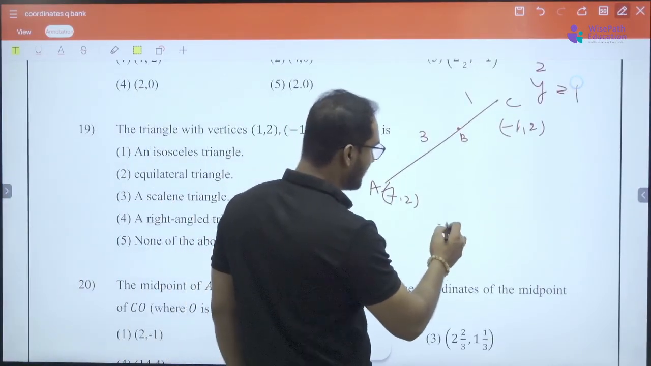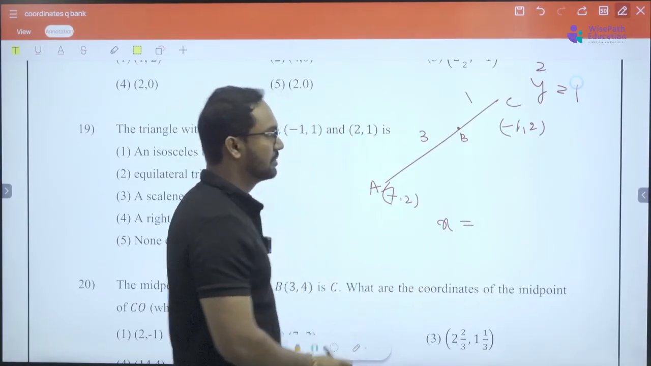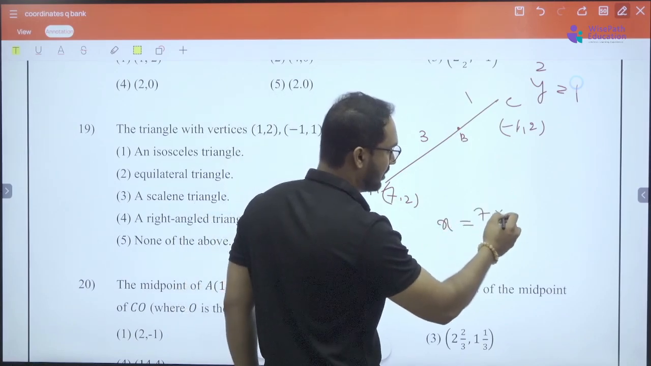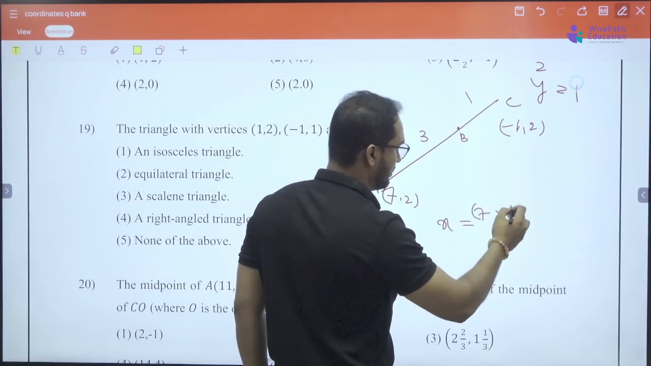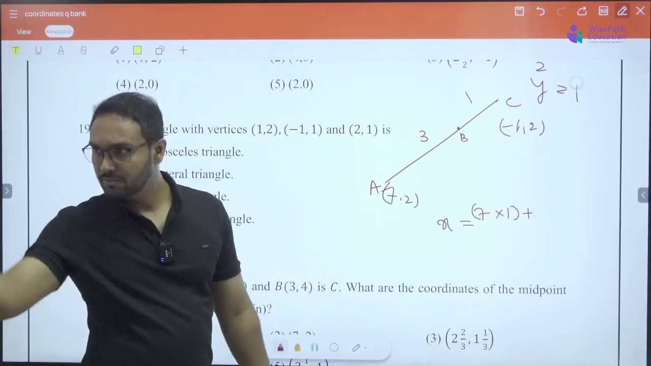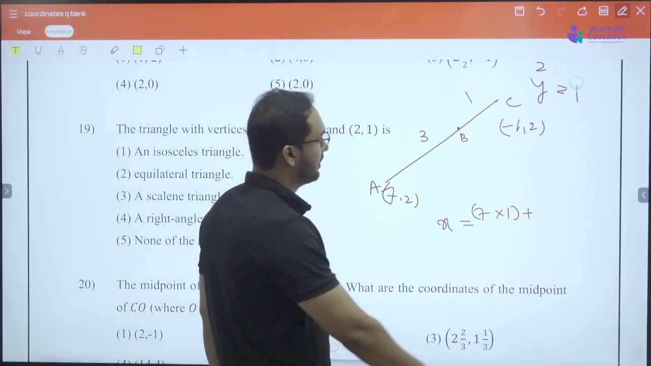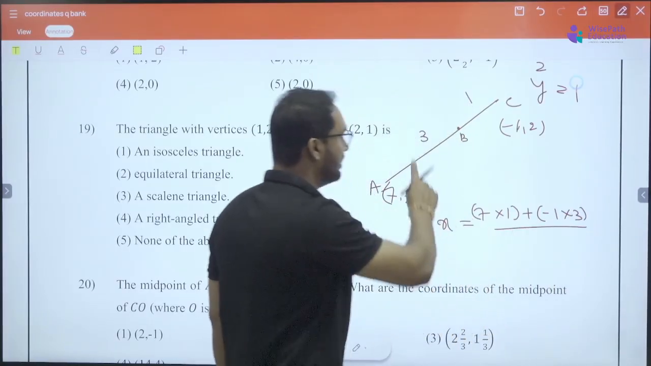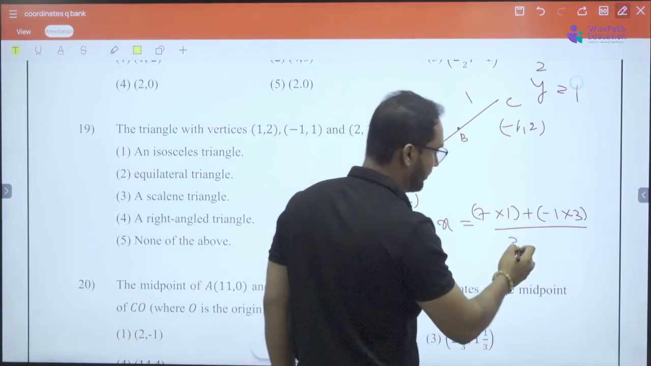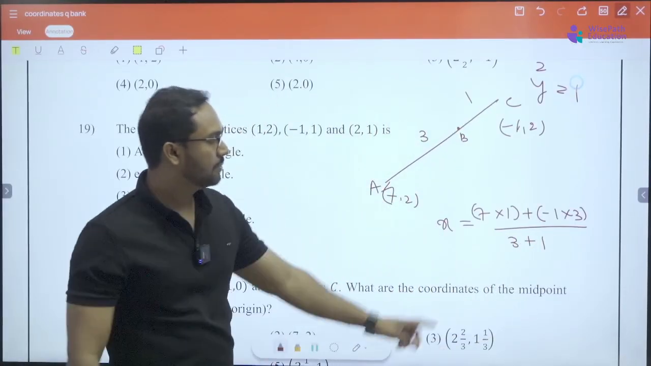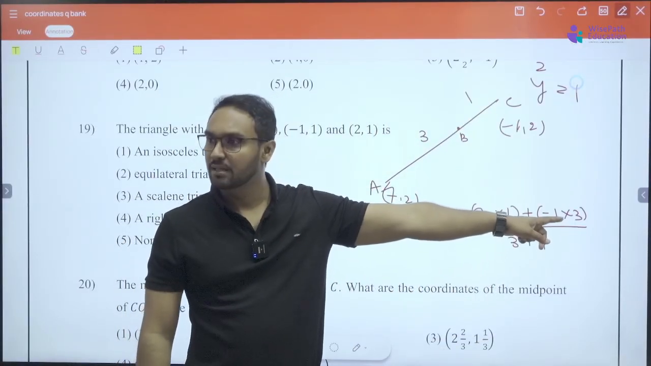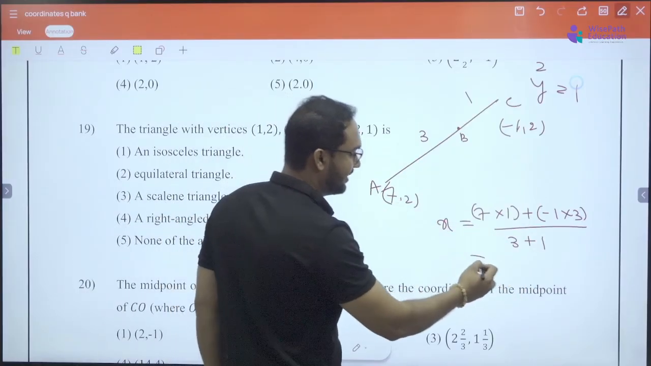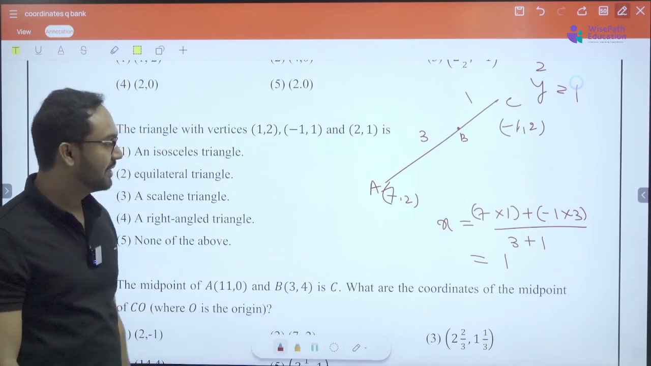We take the x coordinate by cross multiplying: 7 into 1 plus minus 1 into 3, and the complete thing divided by 4, that is 3 plus 1. 7 into 1 is 7, minus 3 is 4. 4 divided by 4 is 1, right? So x coordinate is 1.